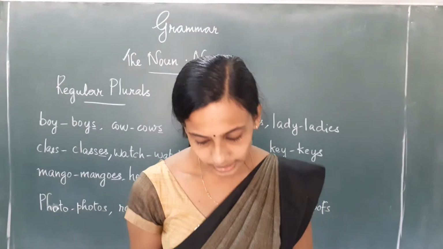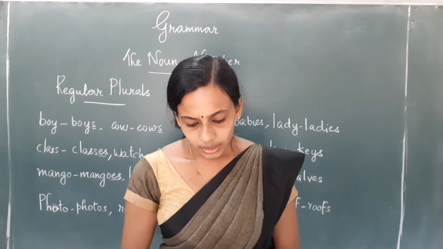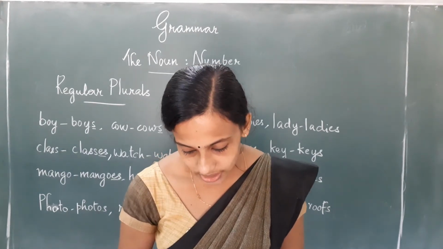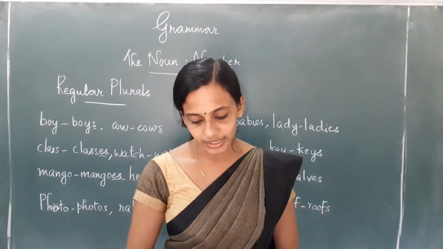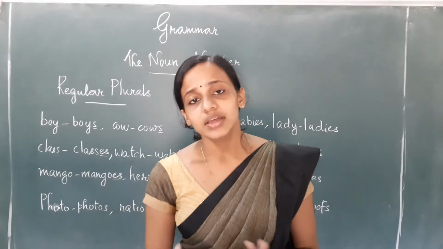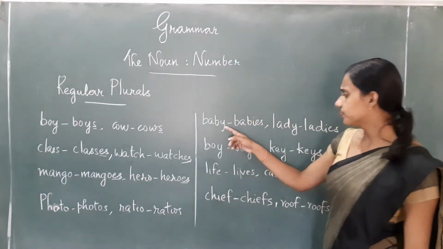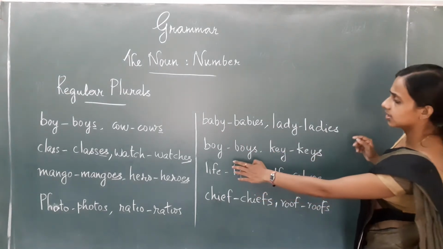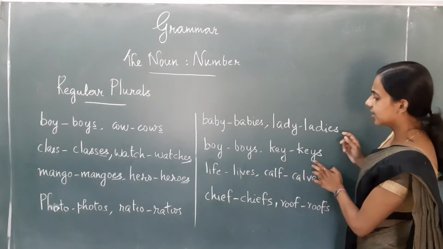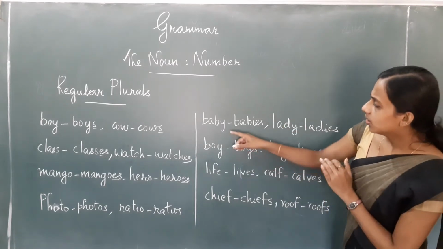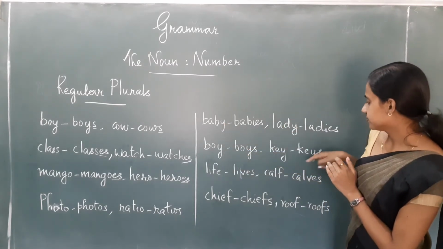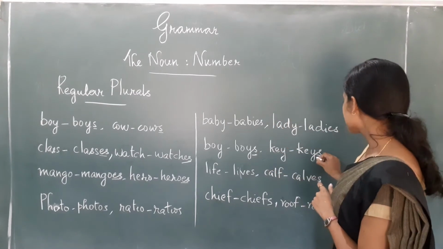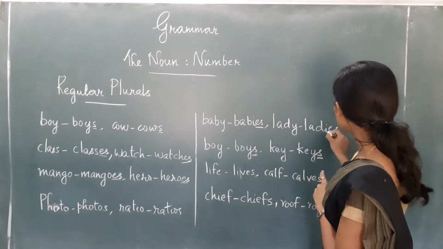Now, the next case. Nouns which end in Y after a consonant form their plural by changing Y and adding ES. Now you look here. Baby, babies. Lady, ladies. Boy, boys. Key, keys. What is the difference? All these end with Y, isn't it? Here we have only put an S. Here we have put ES.